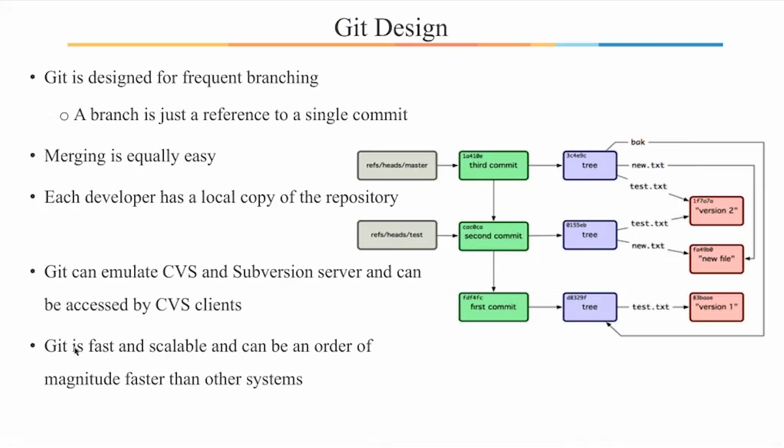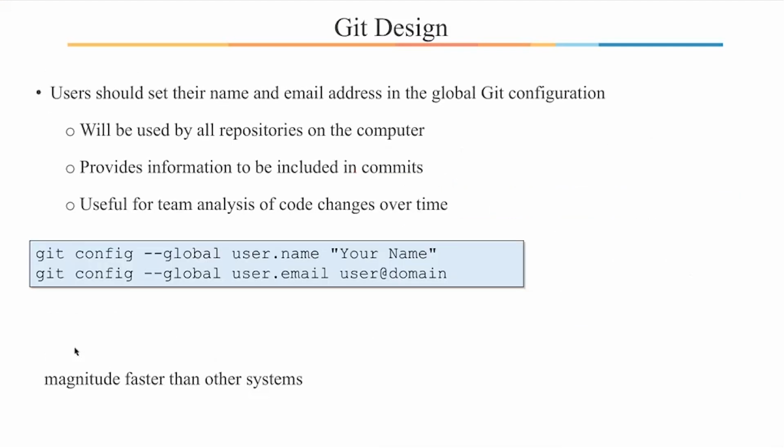So Git is designed for frequent branching. It is designed for the sole purpose of you being able to create all these different branches and merge them back together fairly easily, right? You can use Git to emulate CVS and Subversion servers, i.e. different clients in Subversion can connect to Git if you wanted to. All right, so with that being said, let's go ahead and work through some of this stuff, okay?